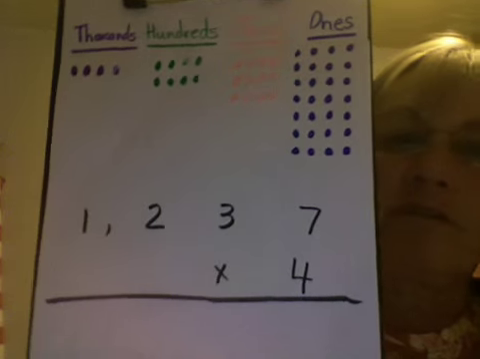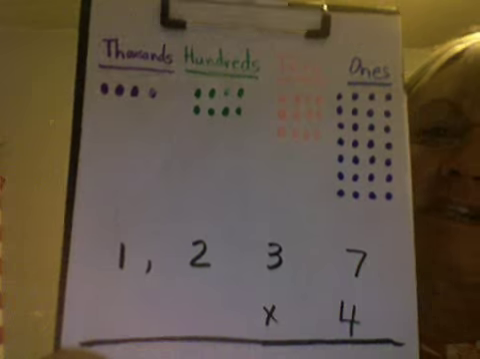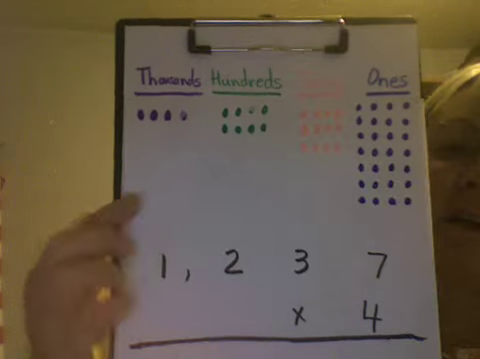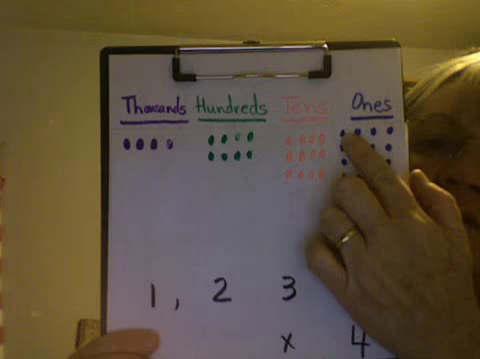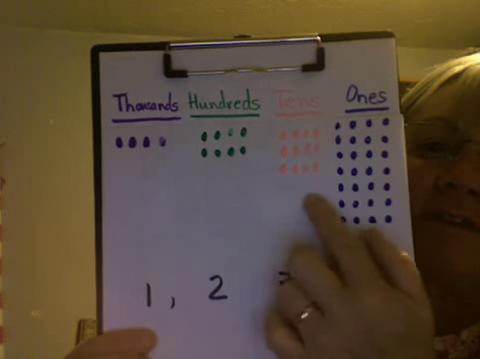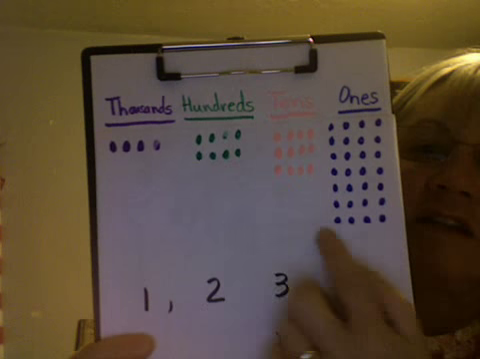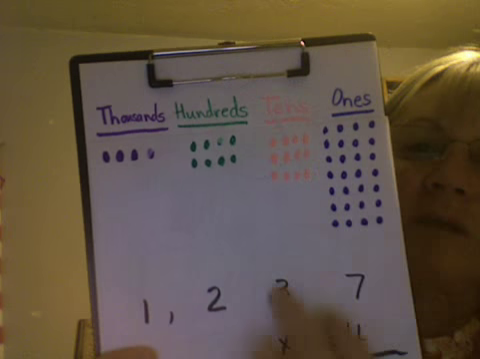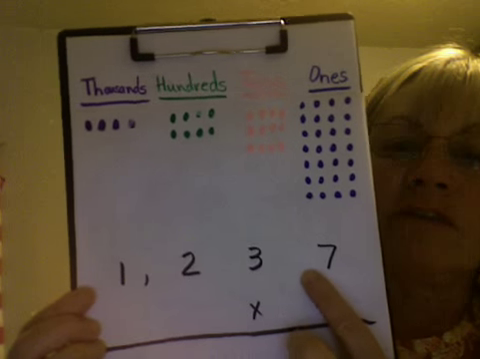To start with, I've drawn a picture of 4 groups of 1,237. Starting in the ones column, you'll see that 4 groups of 7 are lined up right over here. Here's a group of 7 going down, another group of 7 going down, a third group of 7, and a fourth group. Each column is a group of 7 ones, represented here in the equation by 4 groups of 7.